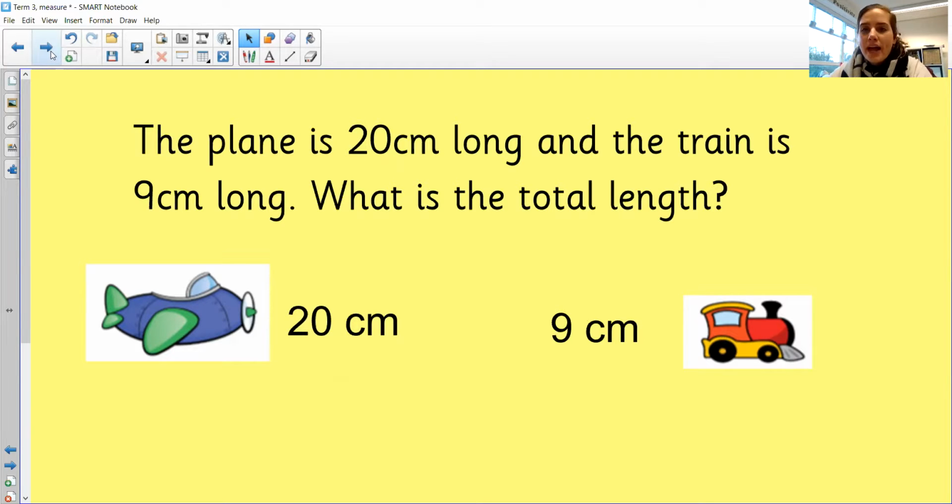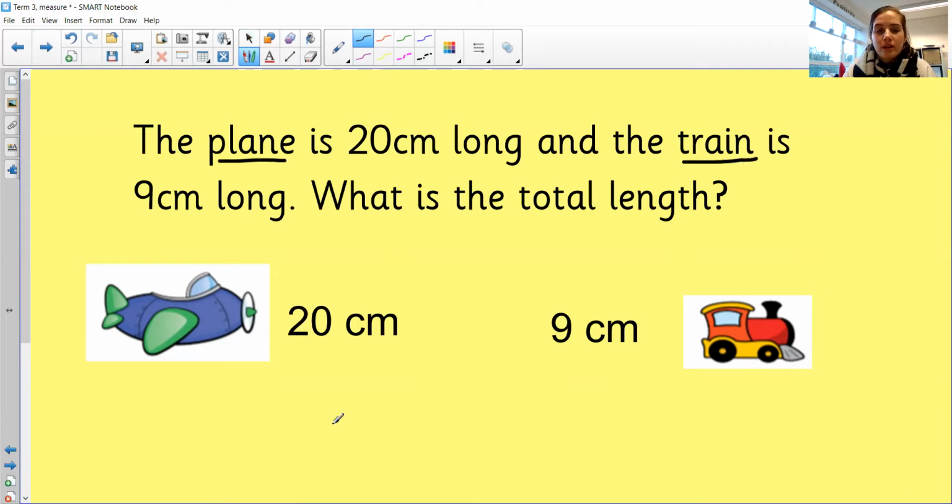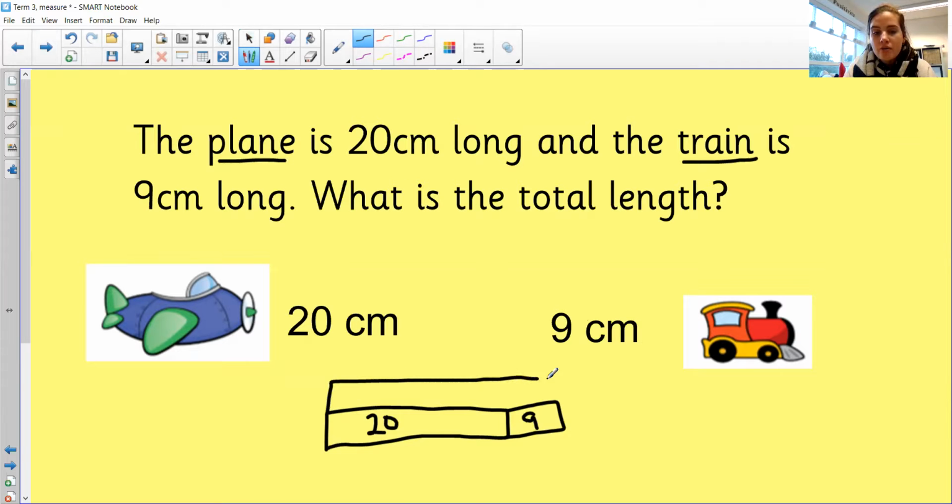I wonder if anybody can tell me now what we would draw to help us work out the answer first of all. Excellent. We would draw a bar model. A bar model would really help us because these are our two parts, the plane and the train. And we know that in our two parts, we've got, what's one part? Who can tell me? Doesn't have to be picture perfect. Look at my one. 20 centimetres, and then we've got 9 centimetres. I'm drawing a smaller part for this one because it's a smaller number, but it doesn't matter. And then my whole number we don't know.